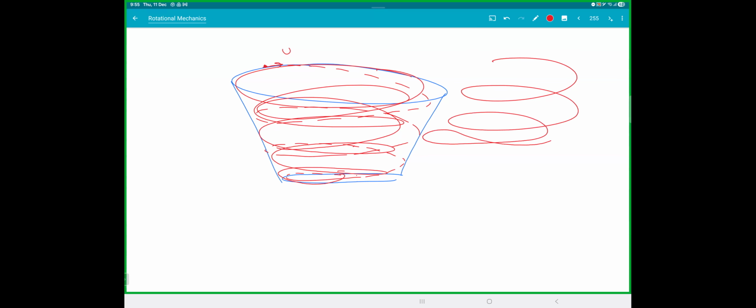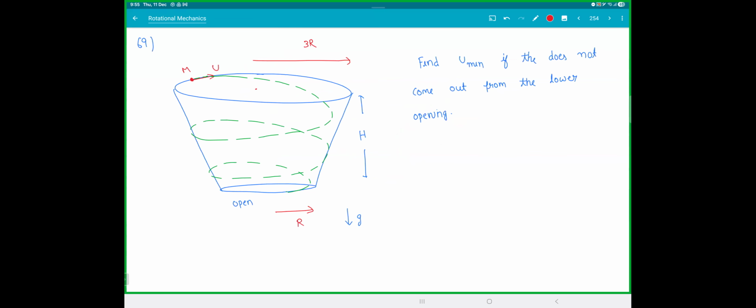You're getting this motion will never stop. It comes down, then it goes up, then comes down, goes up. It just keeps going up and down. It is stuck between the upper and the lower openings. Because if you come down, your speed increases. If your speed increases, centrifugal force increases, so it will pull you up. Right? And if you go up, your speed decreases. I hope you're getting the process, what is happening.